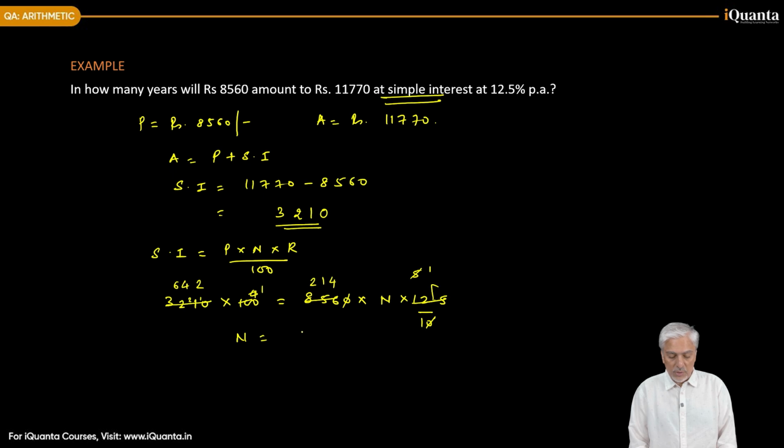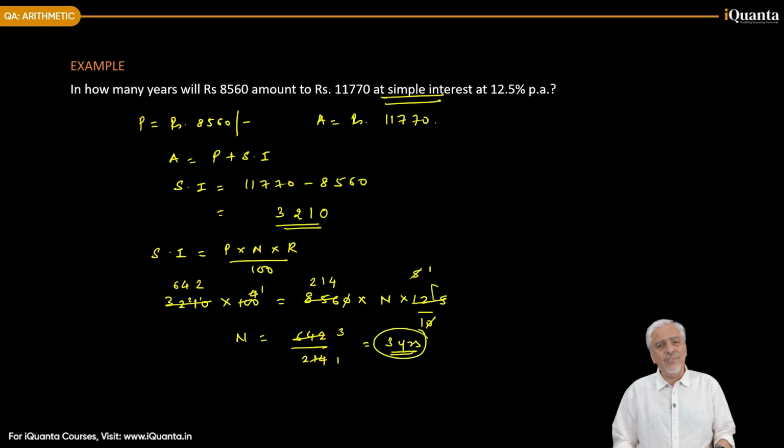So N is equal to 642 divided by 214. We can cut with 2. So this will become 3. In fact, I think it will go exactly 3 times. 200 3s is 600 and 14 3s is 42. So this will go exactly 3 times. So the number of years is 3 years. Now, this sounds like not a great approach.